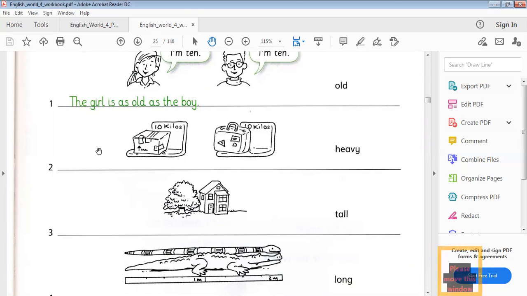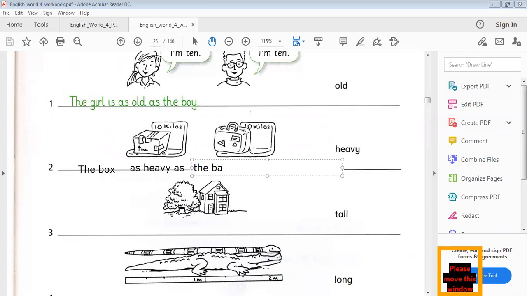Okay, just write as heavy as. So the original one is what? As heavy as. Here, what's that? The box. Write the box. And what's that? The bag. You see, we made the sentence. The box is as heavy as the bag. You see, it's the same thing. So here, the same thing.